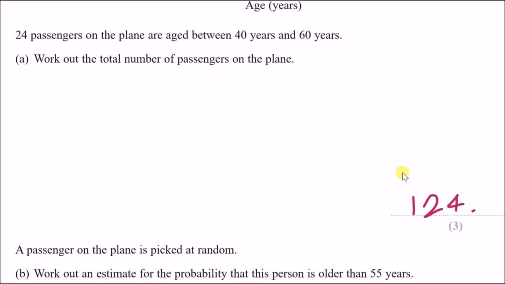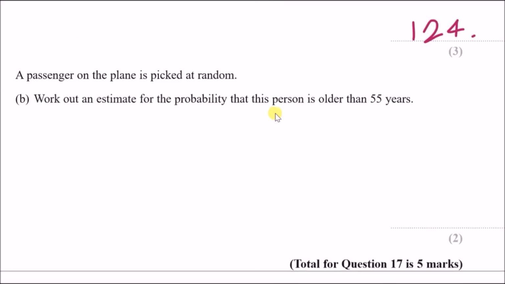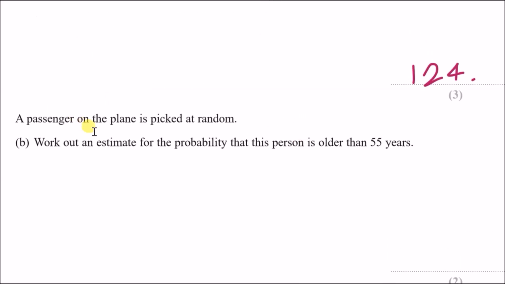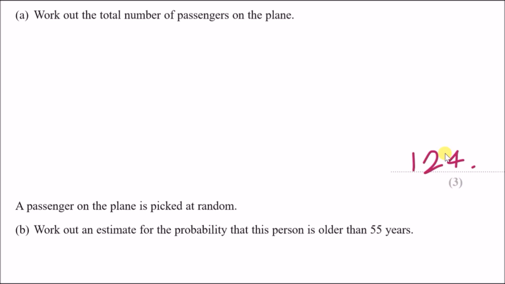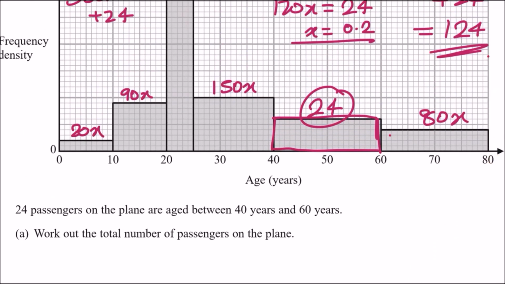Okay, not bad. Now, last bit. A passenger on the plane is picked at random. Work out an estimate for the probability that this person is older than 55. Okay, so we need to find out how many people firstly are older than 55, and then that's going to be out of 124 people. So people older than 55, so let me just cut this down. Older than 55 looks like it's around this mark here. We can kind of see that this block is now being split, and this is probably a quarter of the whole rectangle here.